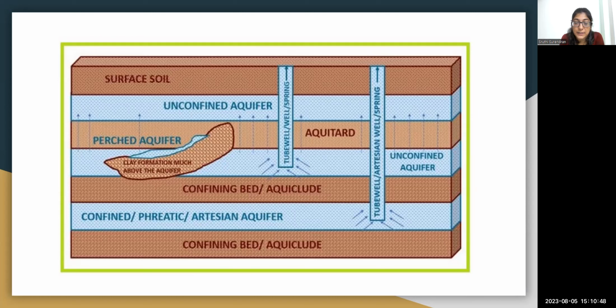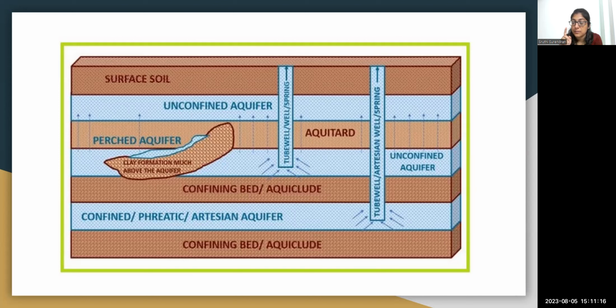Now the next term is aquiclude. An aquiclude is something like a clay material which can retain water. Water will be there, but you will not be able to extract water from it at any cost. So in case you're drilling a well into clay soil, even though there might be water particles in that formation, you will not be able to obtain or extract water from it. Such formations are called aquicludes.